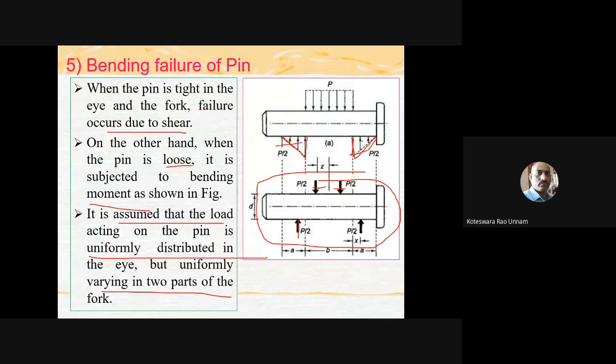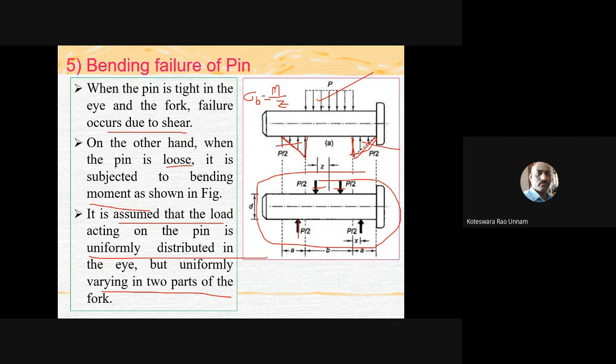This side it is a uniformly varying load, this side it is a uniformly distributed load. So now to find out the bending failure, you need to draw the bending moment diagram for this. For these distributed and variable loads, you need to identify where the maximum bending moment is. Once you get that maximum bending moment, dividing it by Z will give you the sigma B value, where Z is the section modulus.